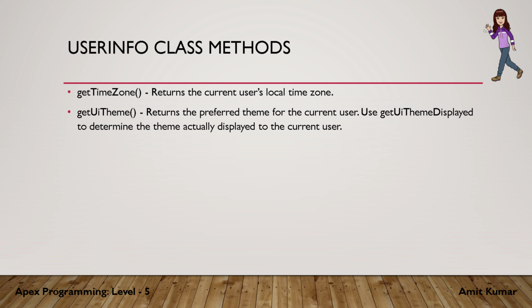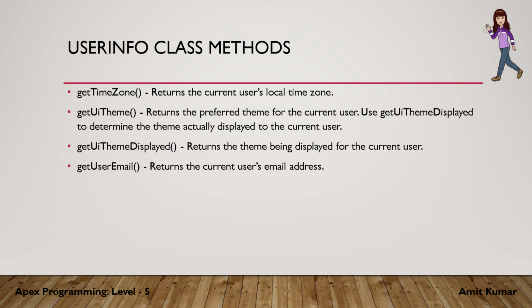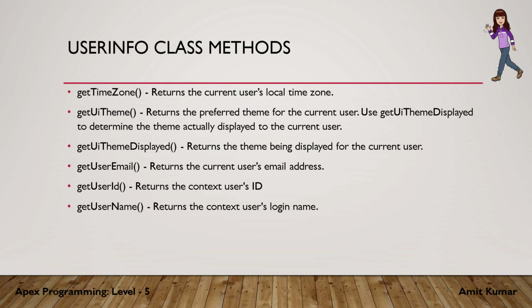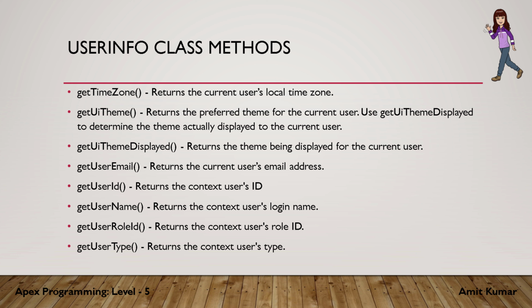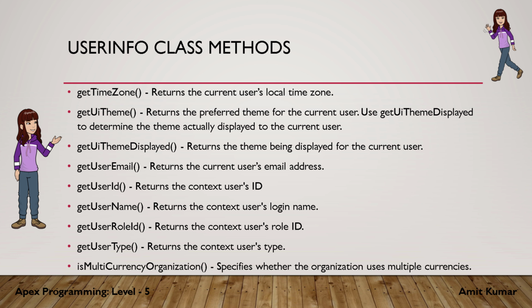There is a getUiThemeDisplayed method as well. You should use that method to determine the theme actually displayed to the current user, so it returns the theme which is being displayed for the current user. getUserEmail returns the current user's email address. getUserId returns the context user's ID, which is the current user itself. getUserName returns the context user's login name. getUserRoleId returns the context user's role ID. getUserType returns the context user type, and isMultiCurrencyOrganization specifies in true or false whether the organization uses multiple currencies.